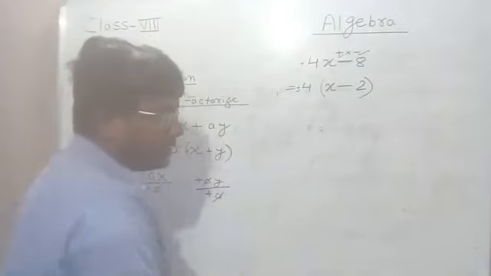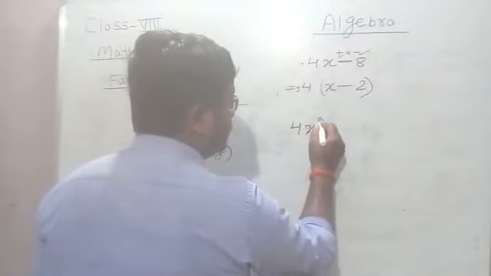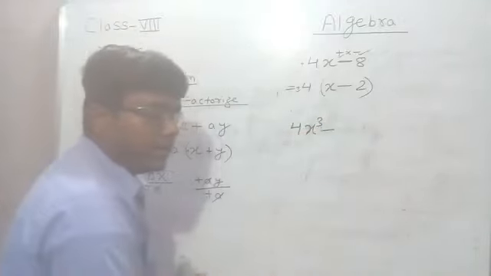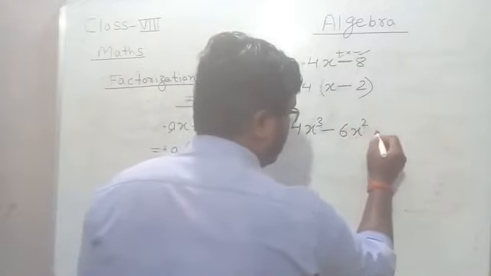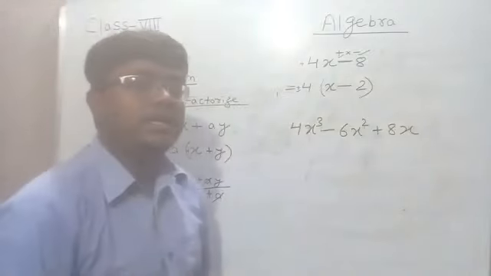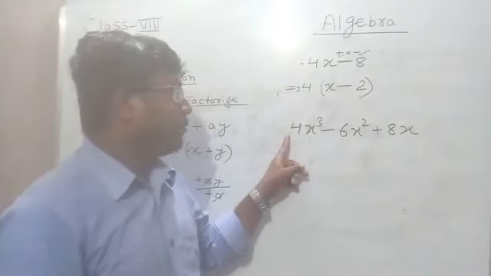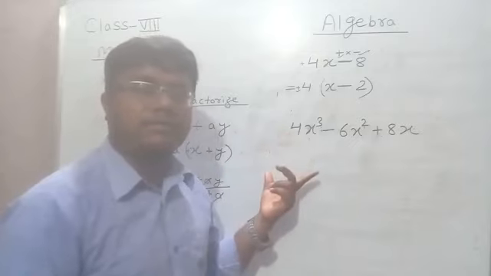Similarly, next let's see another example: 4x cube plus 6x square plus 8x, suppose. Okay, so now let's see, the first term is positive, so take positive, plus, as common.